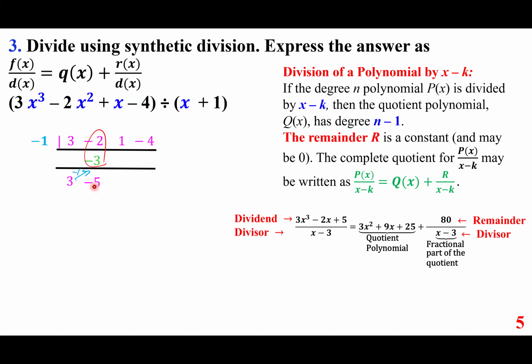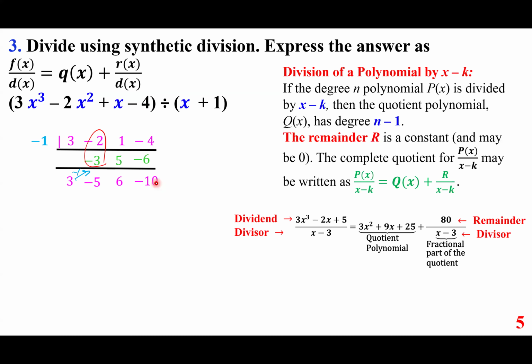We continue with this process. Negative 5 times negative 1 becomes positive 5. We add these two, we get number 6. 6 times negative 1, negative 6. Add them up, negative 10.